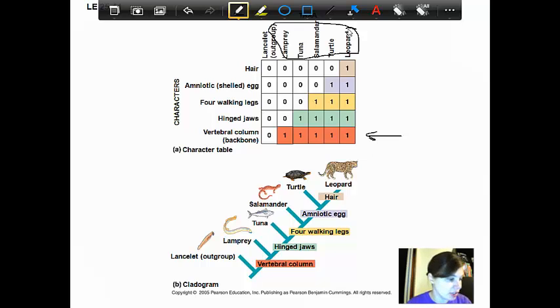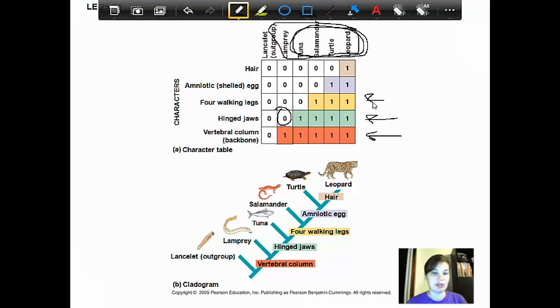Now if we move up and look at just the group that's the tuna, salamander, turtle, and leopard, so we make our clade a little bit smaller, they have the derived character of hinged jaws. The lamprey does not. You look below the lamprey, 0 for hinged jaws. It does not have that character, so it's not in this next clade. However, these top 4, tuna, salamander, turtle, leopard, do. So the derived character they share in common is hinged jaws. You keep going up and find those different characters as you go up the steps, basically.